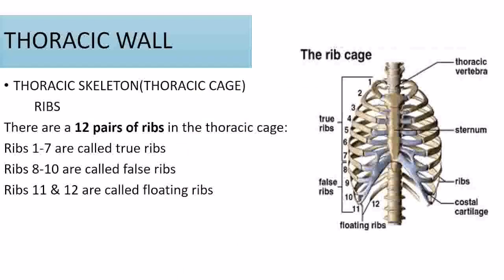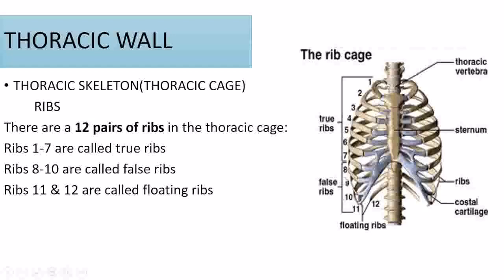Okay, so now let's talk about the ribs. So the ribs, there are 12 pairs of ribs in the thoracic cage. So these ribs can be classified either based on their attachment to the sternum or based on the common features. So based on their attachment to the sternum, we can classify them as true ribs, false ribs, or floating ribs. So the true ribs are ribs 1, 2, 3 to 7. So you see that they are directly connected to the sternum via the costal cartilage. So it's a direct or a true connection.